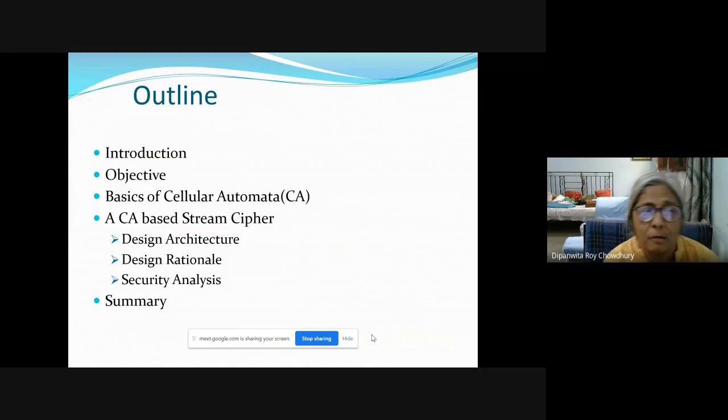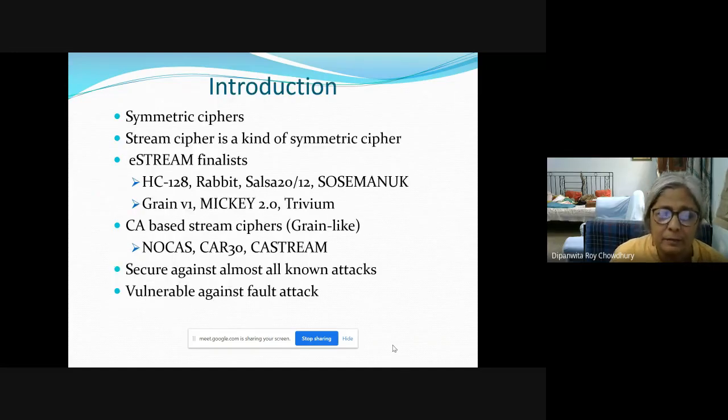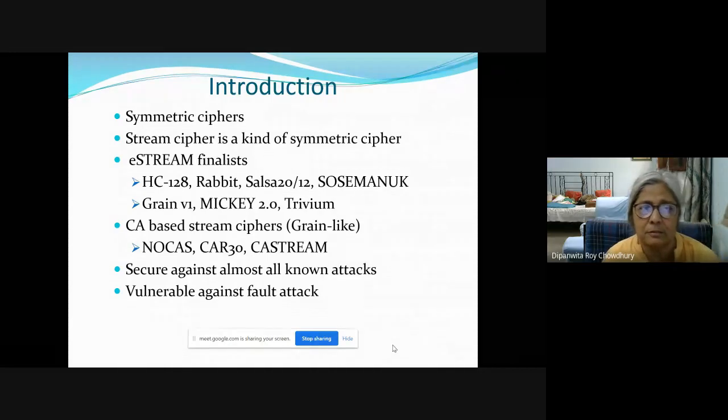So this is the outline of my talk. I'll be giving the introduction and objectives. I think this part we can omit, basic cellular automata. Then mainly I'll be coming to the design part and the analysis part, the security analysis part.